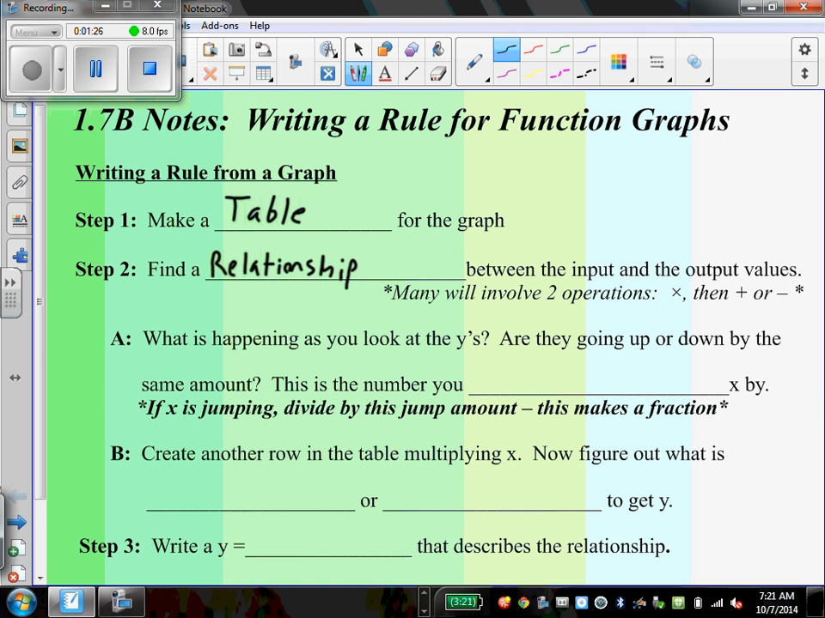So as it says here, we're going to look at a few things. What is happening as you look at the y's? Are they going up or down by the same amount? If that's true, then this is the number that we multiply by. We're going to multiply x by that. If x is jumping, we're going to divide by that jumping amount, and that's going to make a fraction.